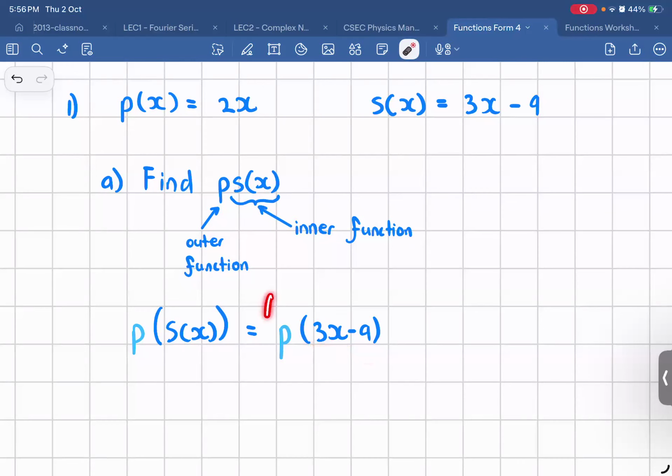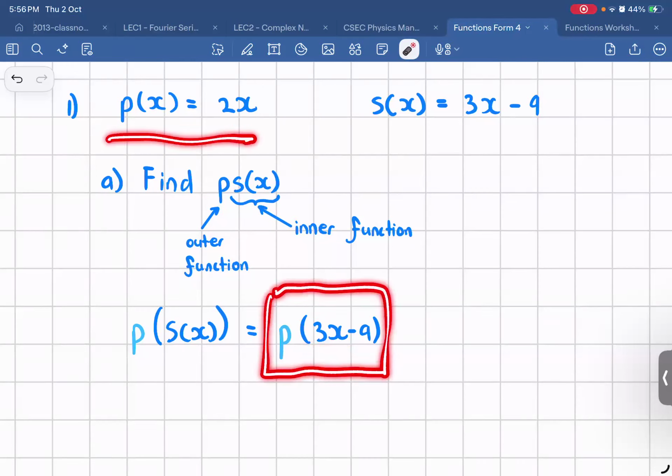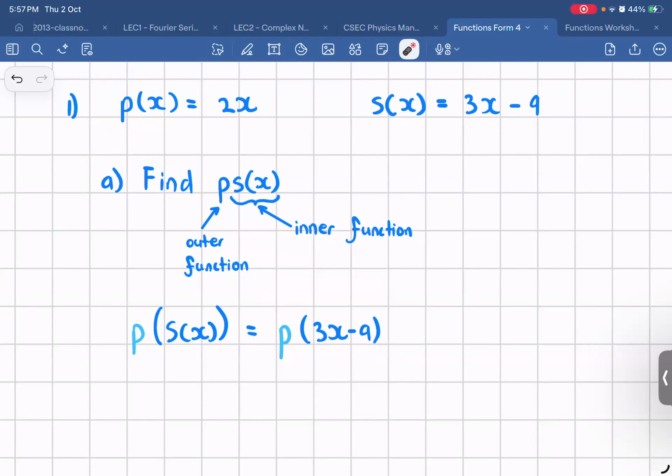So guys, what function do you think we had to use here? P of x or S of x? Perseus, which function do you think I had to use to find my final answer? P of x or S of x? P of x, right? Watch. This function is saying we have the function P and you put something into the function. So what are we putting into the function here? The 3x minus 9, right?